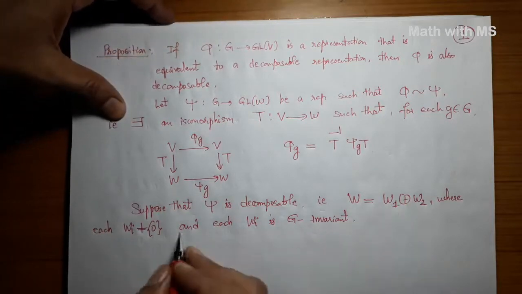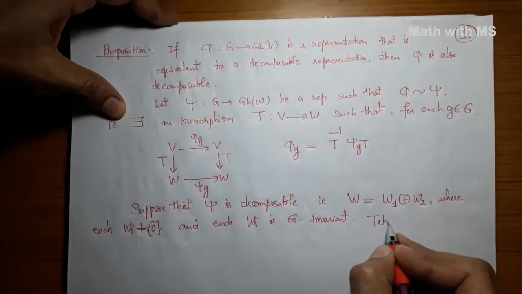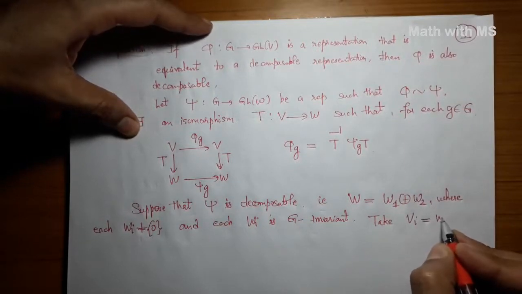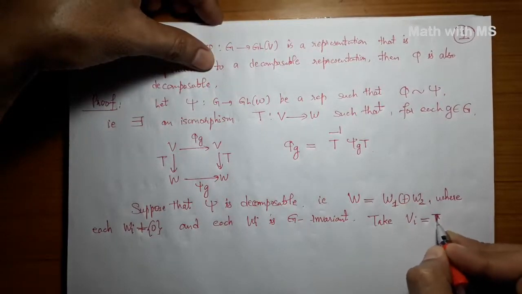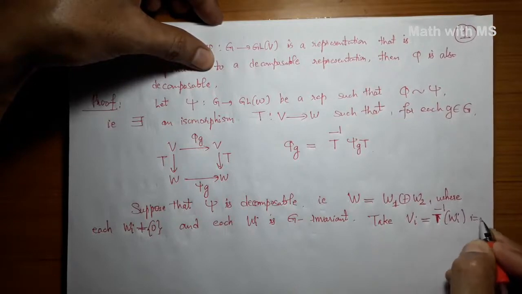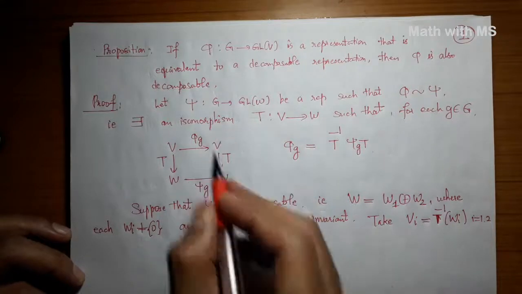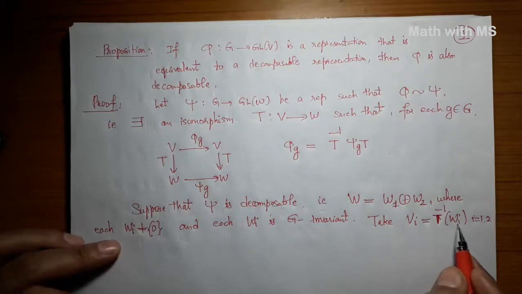And my claim is that my original representation phi is also decomposable. So there is an obvious choice of subspaces of V. Take Vi to be T inverse of Wi for i equals 1, 2, where T is an invertible linear transformation. Then Vi is a subspace of V, and T is an isomorphism, so in fact Vi is isomorphic to Wi. The Wi's are non-zero, so the Vi's are also non-zero.